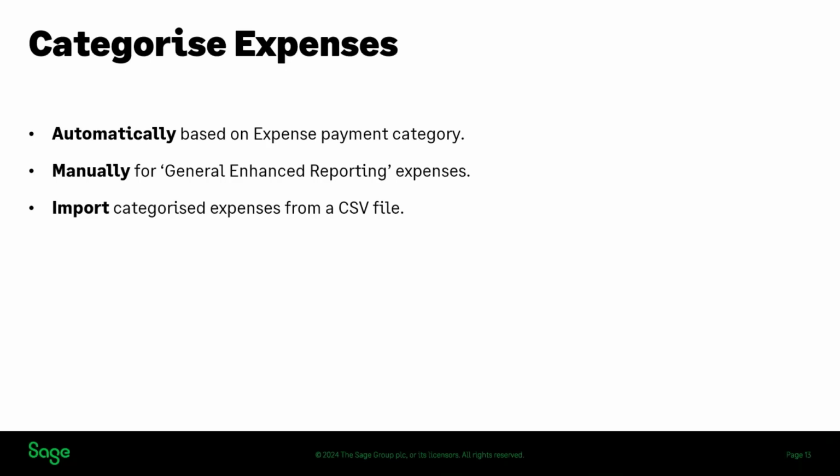So we have enhanced categorizing the expenses, now giving you more flexible options. So there are now 3 ways to categorize. It can either be done automatically based on the expense payment category you've assigned. It can still be done manually for anything still flagged as a general enhanced reporting expense. Or you can import categorized expenses from a CSV file. You can do that if you have Sage Payroll Professional. And I'll show you an example of importing later on in the webinar. So let's just rejoin the demo and go into the submission itself.